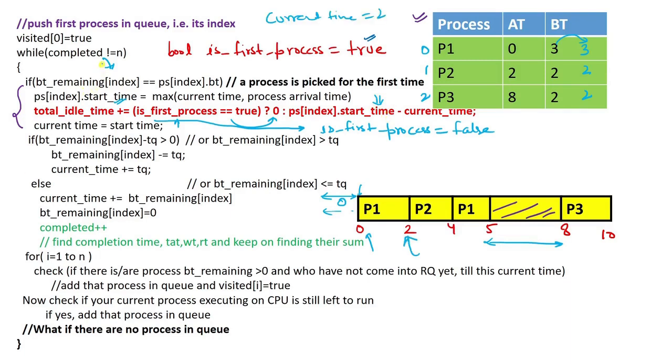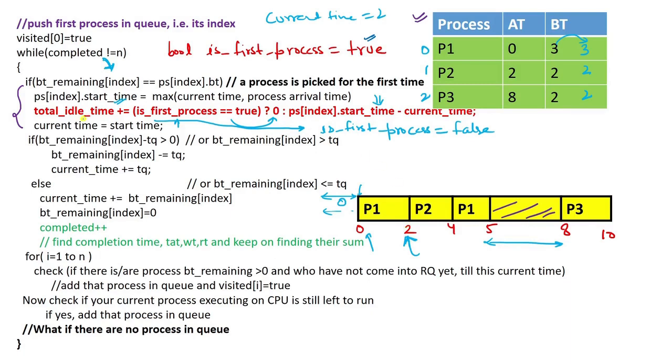So let's say you come to this point, P2, and you start with P2. For P2, the burst time is 2 and the remaining time is 2, so both are equal. So you will set the start time. Now the total idle time should be 0. Why? Because P2 has started at the same time when P1 was completed, right?